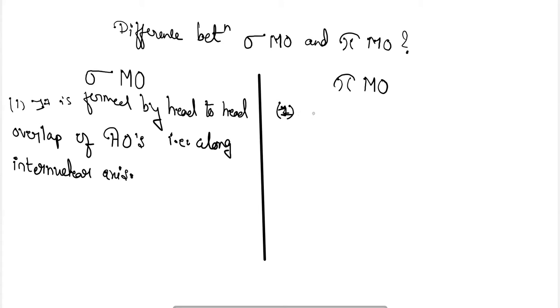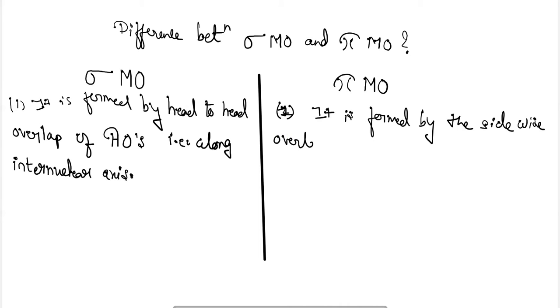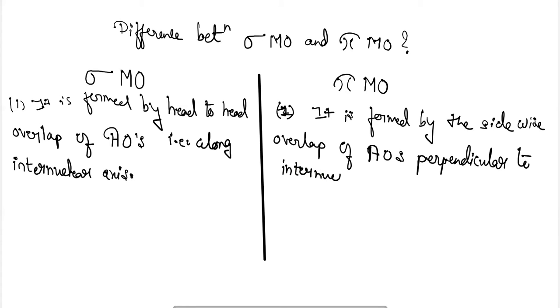While in case of pi molecular orbital, it is formed by the sidewise overlap of atomic orbitals perpendicular to the internuclear axis.